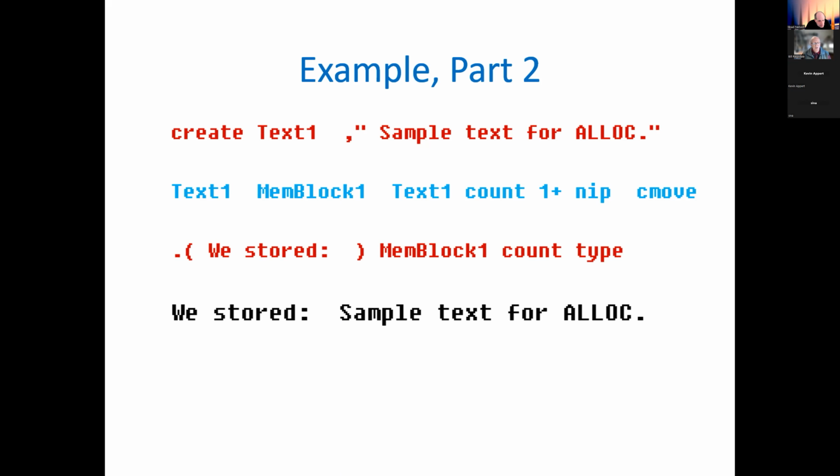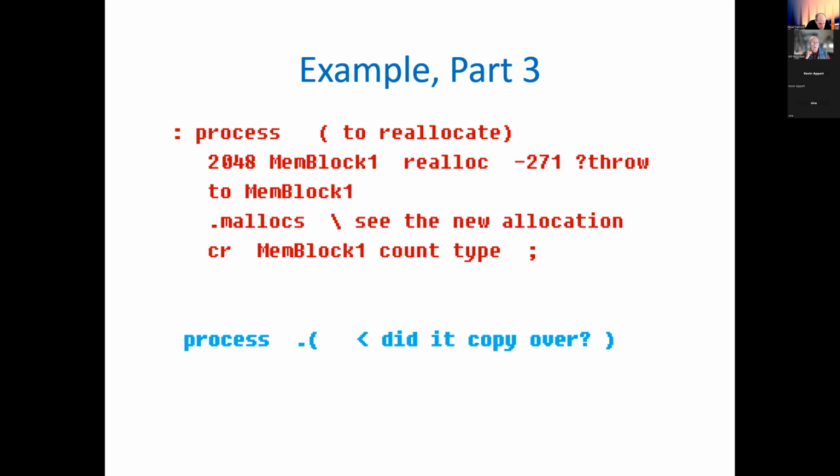It's a little diagnostic writing line on the command line. We give a comment that said we stored, and then it prints out what the allocation contains. So below that in black, we see the output, which says we stored, and then sample text for allocation, which is exactly what was in text one. So the allocation is there.